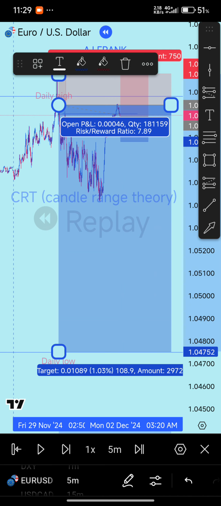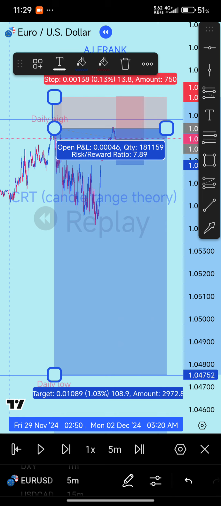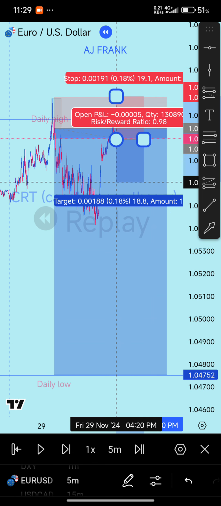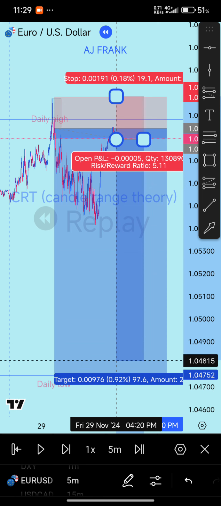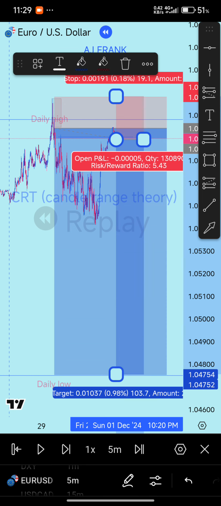So I need you guys to see something. In the first trade, we are risking 13 pips, just 13 pips, and our TP is 108 pips, guys. This is massive. 13 pips to get 108 pips, and we are still in that trade. So I'm taking another trade right here, and in this trade I'm risking 19 pips to get 103 pips. 103 pips, guys.